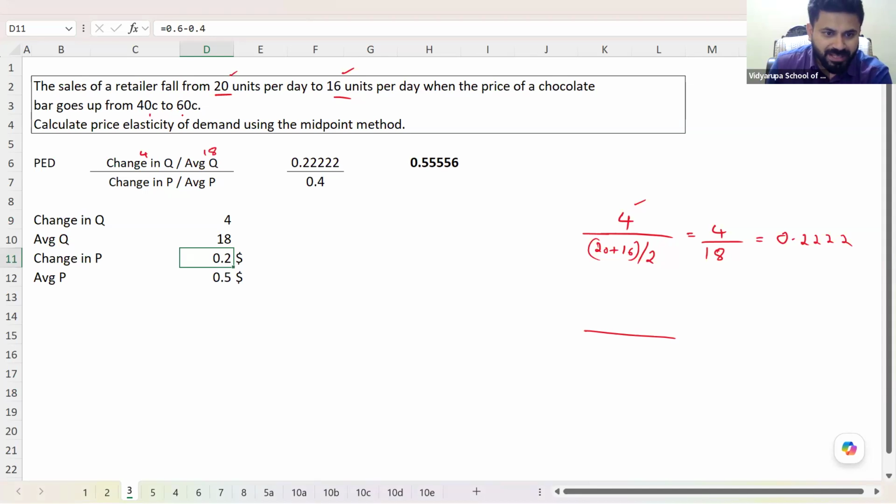It is changing from 40 cents to 60 cents. 40 cents is $0.4. 60 cents is $0.6. So how much is it increasing or decreasing? 0.2. The change is what matters. The change in price is $0.2.